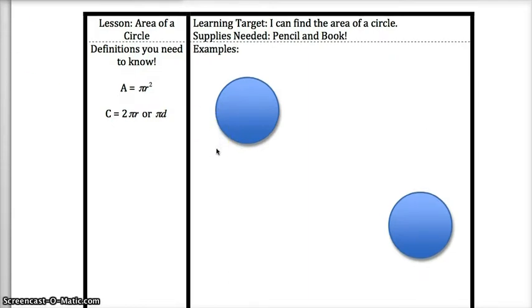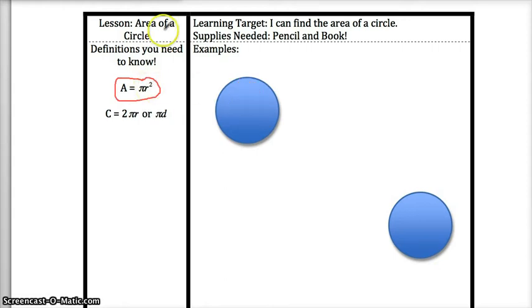All right, so definitions you need to know. For now, we're just going to go ahead and review circumference. Circumference equals 2 pi r, or pi times diameter. That's just something that you need to remember about circles. That's what you've learned so far. Today we're going to be finding the area of a circle. We're going to be using this formula, which is area equals pi r squared.